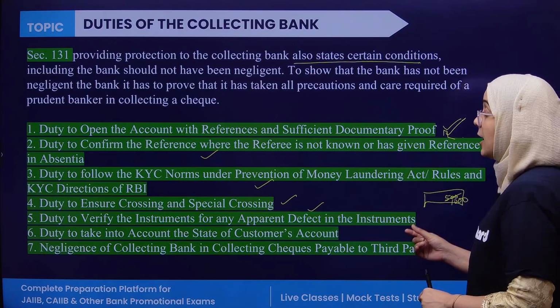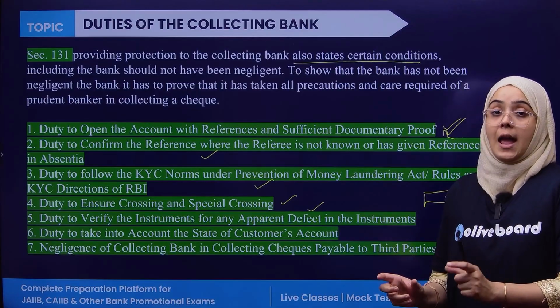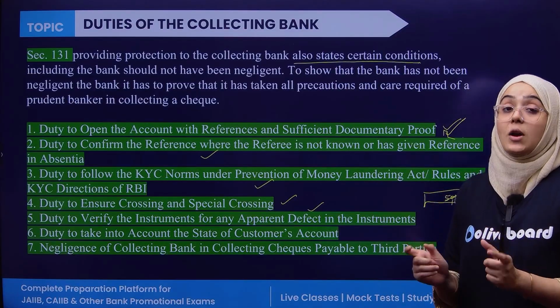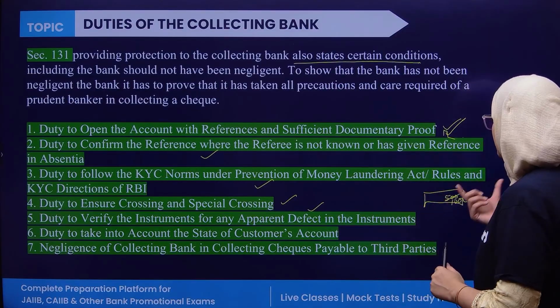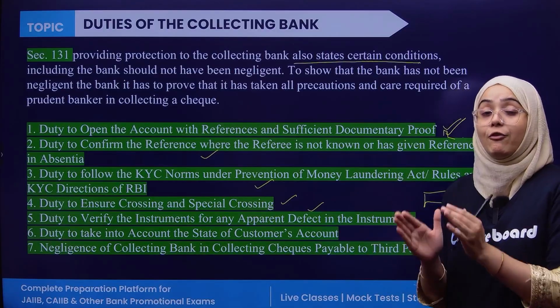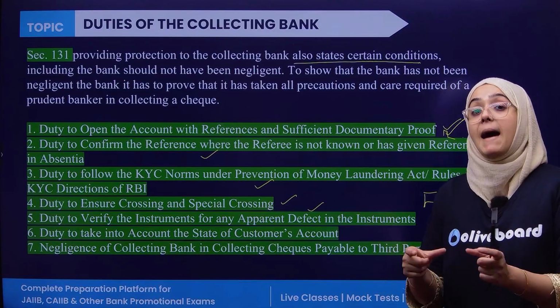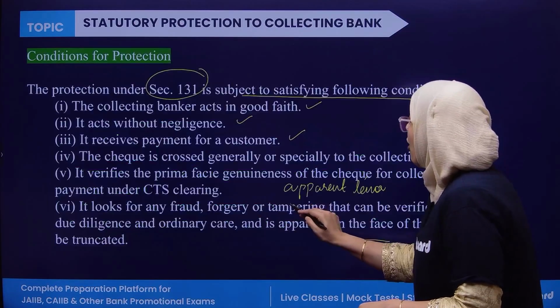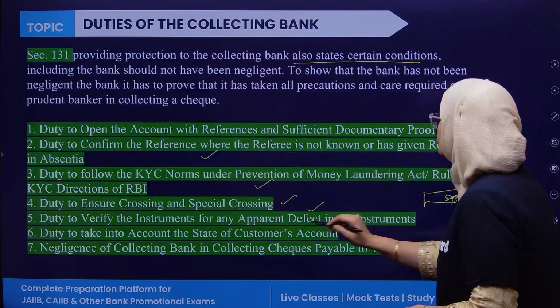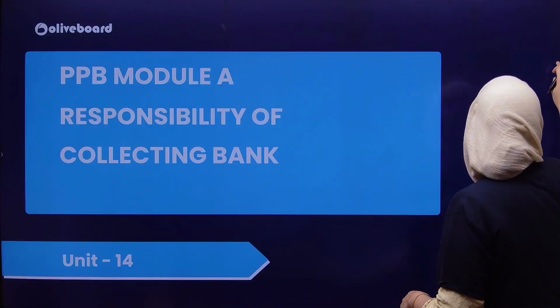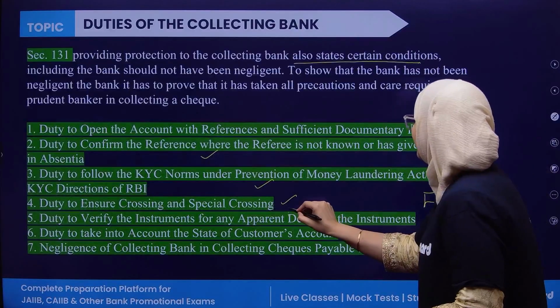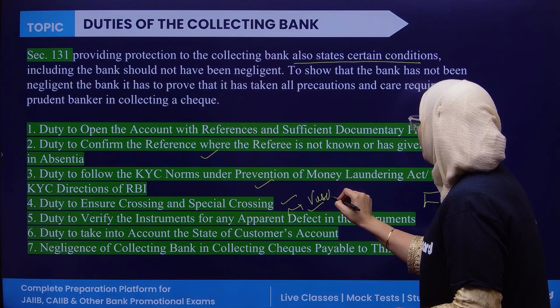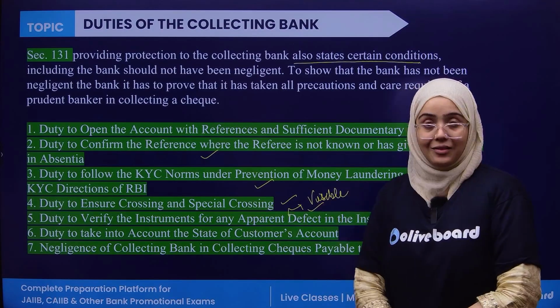Why? Because the collecting bank should make sure and verify that the instrument is free from any type of apparent defect. Apparent defect means any type of visible defect. So there should be no visible defect on the instrument.